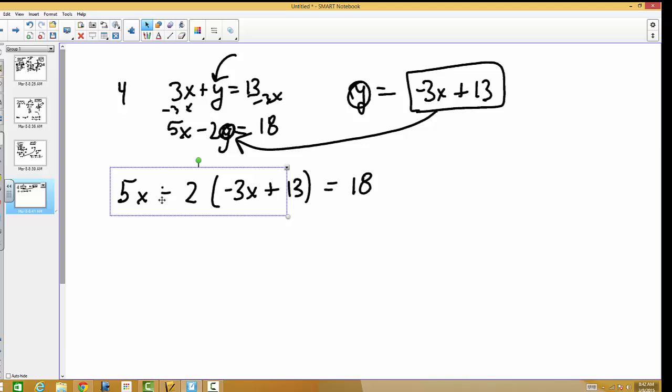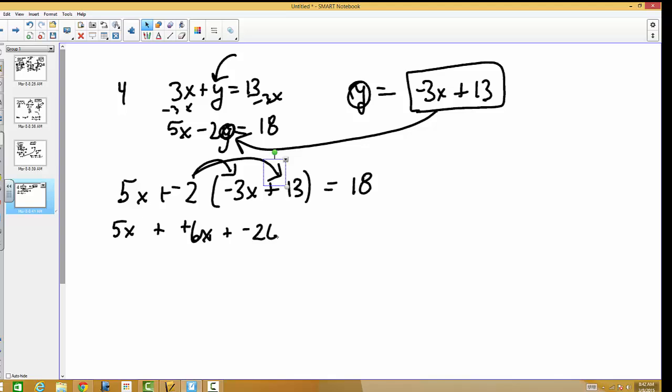Anytime you have a minus, you should slash and dash so you don't lose your negative. This negative 2 needs to be distributed to get rid of the parentheses. If you remember order of operations, parentheses comes first. So rewrite the whole problem. 5x plus negative 2 times negative 3x is a positive 6x. And negative 2 times 13 is a negative 26.